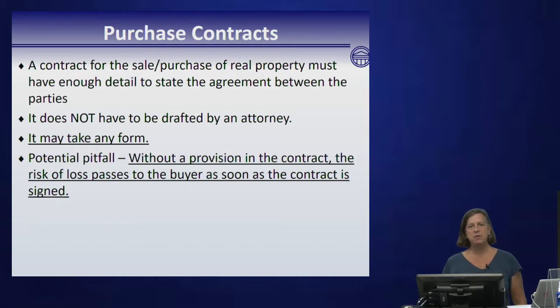However, that's not required. A potential pitfall in writing a contract for the sale of real property is that without a provision in the contract, as soon as the contract is signed, the risk of loss passes to the buyer. So we say that as soon as the buyer signs the contract, the buyer has equitable title. And so watch out for that very situation.